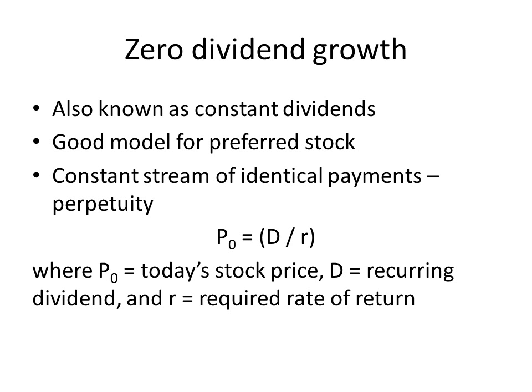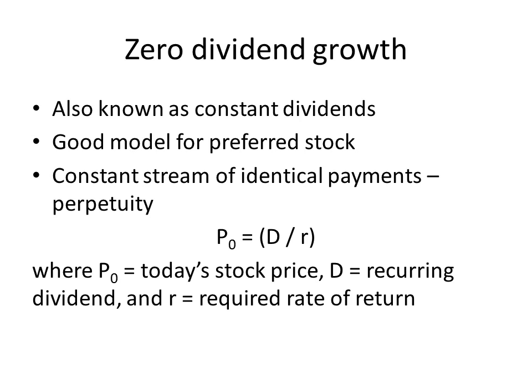Our first dividend growth case is zero dividend growth, which is also known as constant dividends. Now this is actually a good model for preferred stock. Preferred stock pays an identical dividend over and over and over again, and it doesn't have a maturity date, so that set of payments goes on forever and ever and ever.